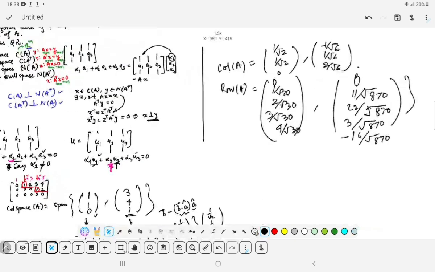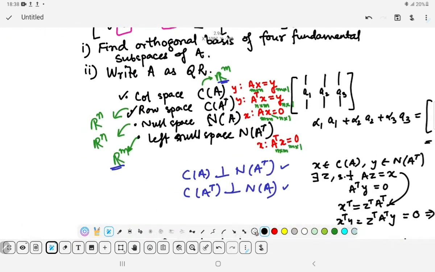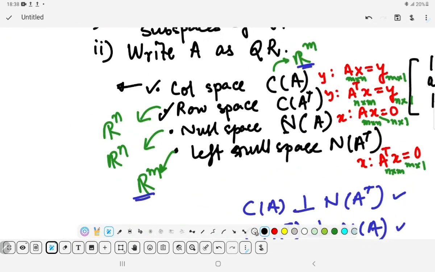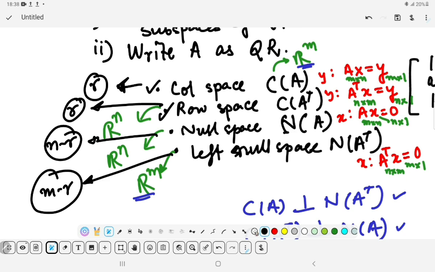So again, the dimension of the row space is equal to the rank, which is equal to the dimension of the column space. So in every case, the row space and column space dimension is r. Now the null space dimension will be n minus r, and the left null space dimension will be m minus r. Now I am saying how we can find the null space.